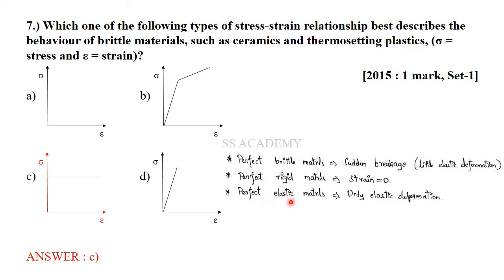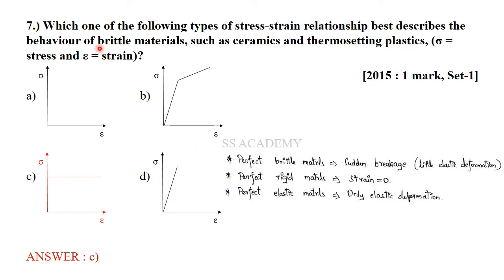And for perfect elastic materials, there is only elastic deformation. Here you can see only elastic deformation, so this is a perfect elastic material. Also for perfect brittle materials, there is only elastic deformation and there is sudden breakage. There is no plastic deformation. So this curve is for perfect brittle material and perfect elastic materials.